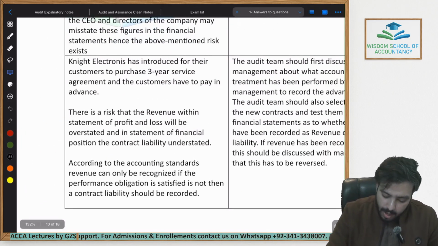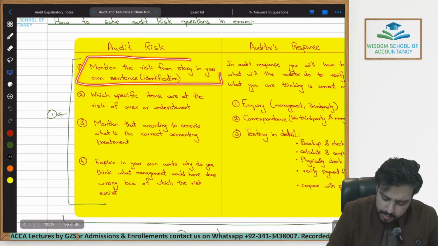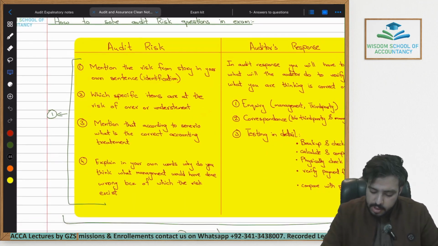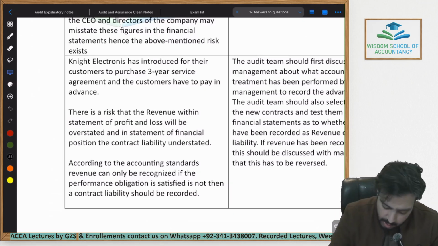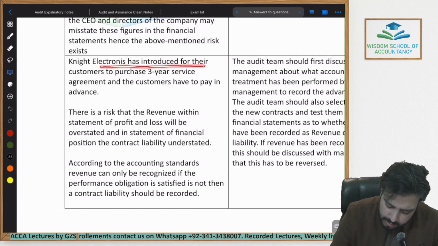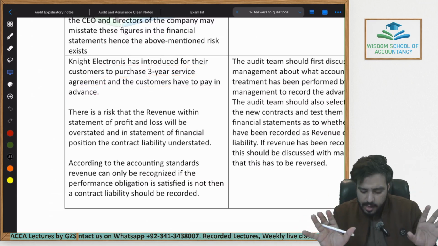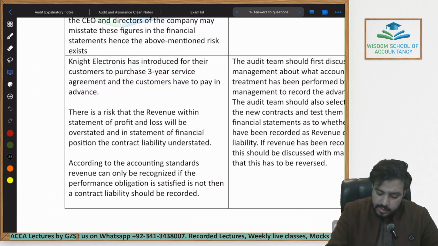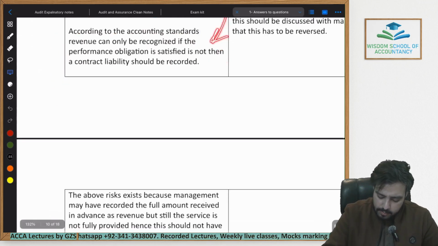First of all, coming back to the words, the way I will solve it. First, I have to explain in my own words the identification of the risk, an explanation from the scenario. Like, what am I going to create a risk about right now? Knight Corporation has introduced a 3-year service agreement for their customers to purchase, and the customers have to pay in advance. Just a simple identification has been done to let the examiner know this is the situation about which I'm going to create a risk in the next few paragraphs.